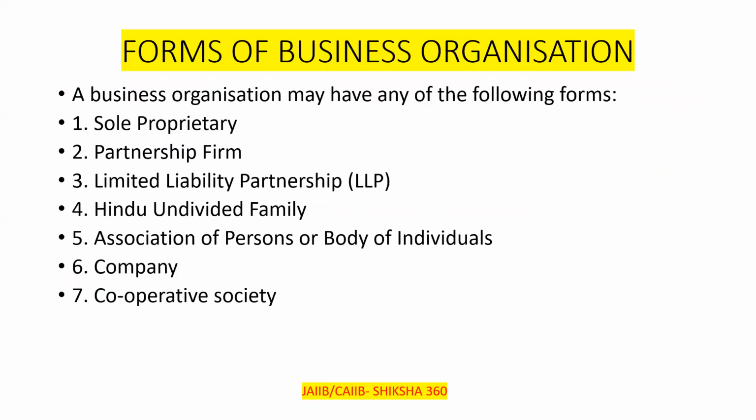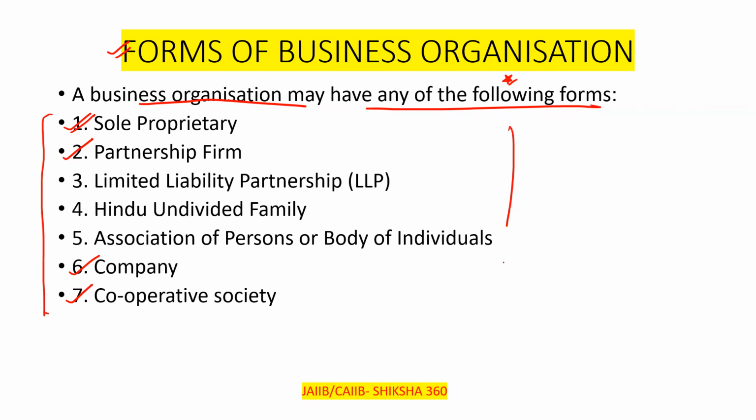Now, next one. What are the forms of business organization? A business organization may have any one of the following forms. First, the sole proprietary. Second, the partnership form. Third, the limited liability partnership. Fourth, the HUF, that is Hindu Undivided Family. Fifth, the AOP, that is Association of Persons, or BOI, that is Body of Individuals. Sixth, the company. And seventh, the cooperative society.